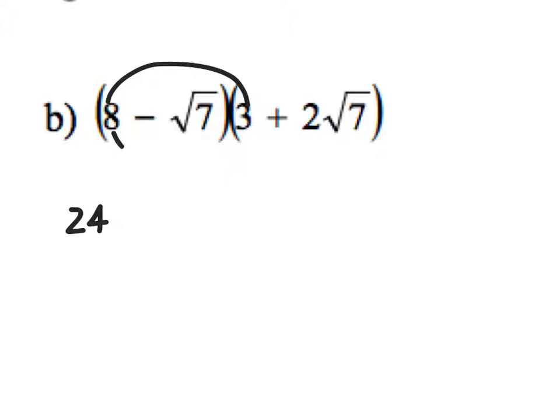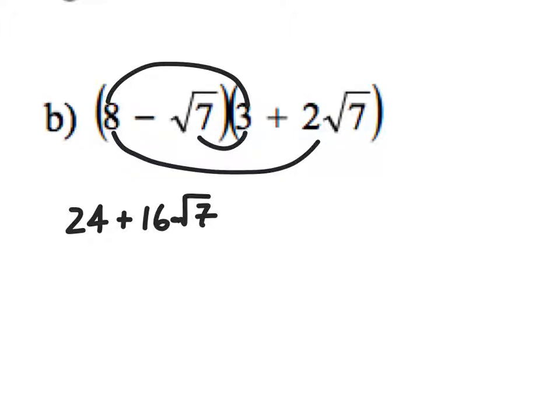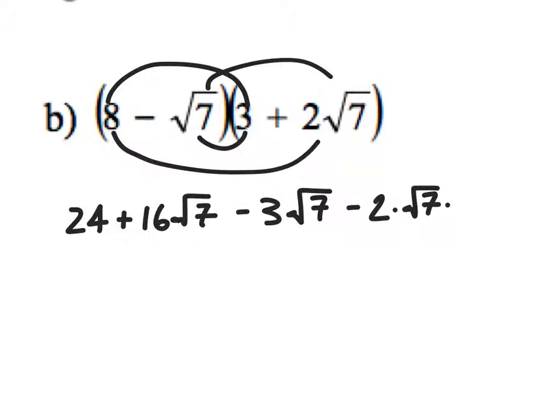First, outside. So let's do 8 times 2 times the square root of 7. So that's going to give me plus 16 square root of 7. Okay, and then the inside terms are going to give me minus 3 times the square root of 7. And then my last terms is going to give me minus 2 times the square root of 7 times the square root of 7.